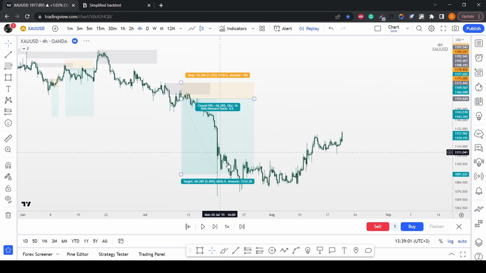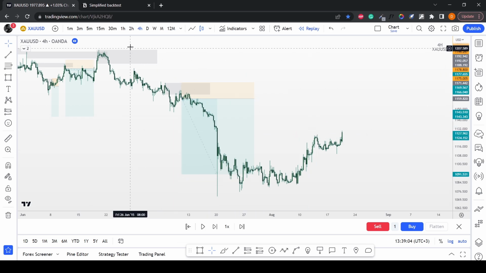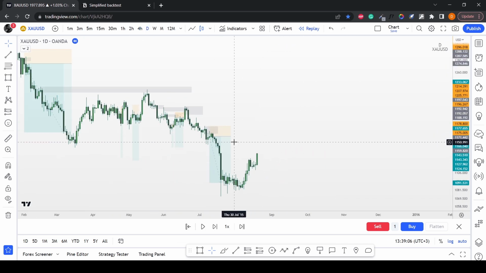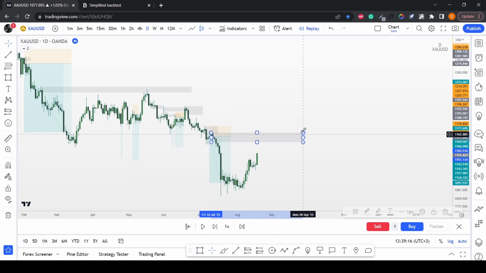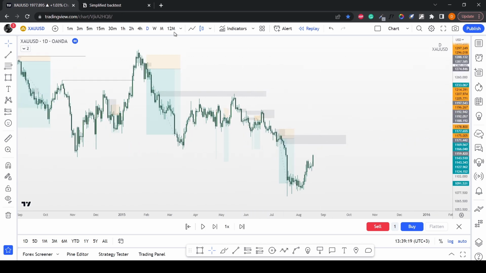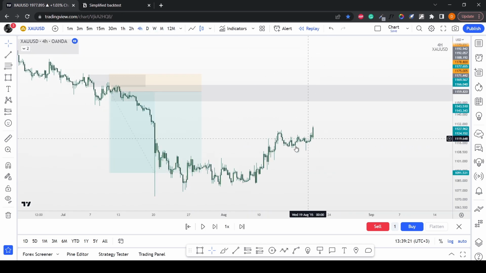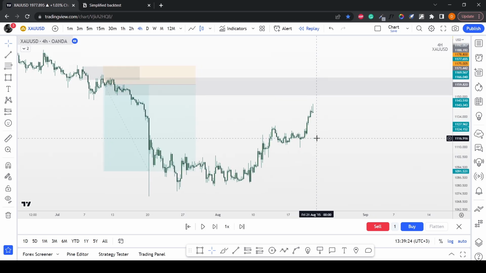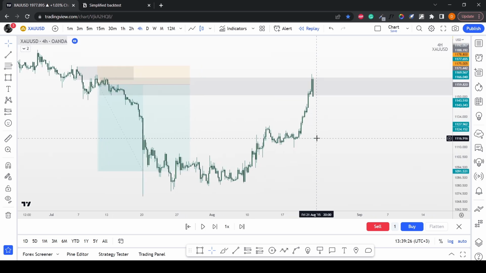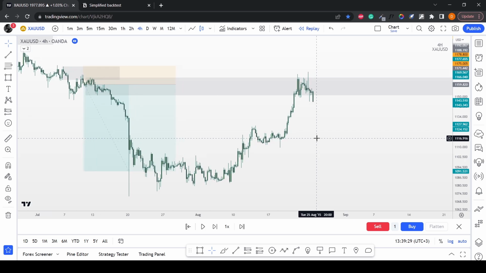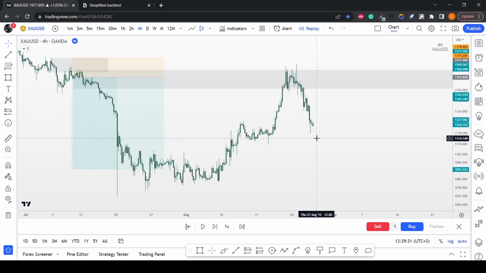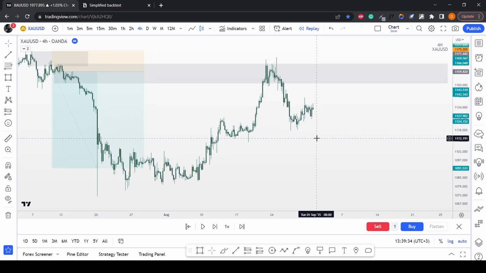So what we have is a possible redistribution on 4 hours, and we are holding the structure from daily from this zone. So until this holds, we can look for bearish entries, or if it breaks, then we will reevaluate. So don't want to participate in this bullishness, just wait. It looks like we will break it. So it's just not clear.